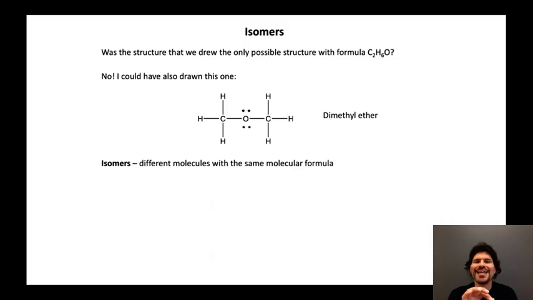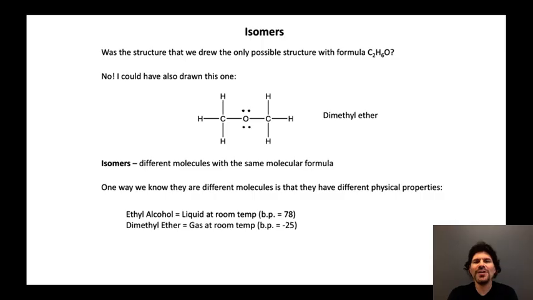Isomers are molecules that have the same molecular formula, but different structures. And these are going to be really, really common in organic chemistry. One way that we know that they are different molecules is that they actually have different physical properties. We're still going to study boiling points in the final unit of this course, but for example, ethyl alcohol, which is the first structure we came up with, is a liquid at room temperature with a boiling point of 78 degrees, and this structure, dimethyl ether, is a gas at room temperature with a boiling point of negative 25 degrees.